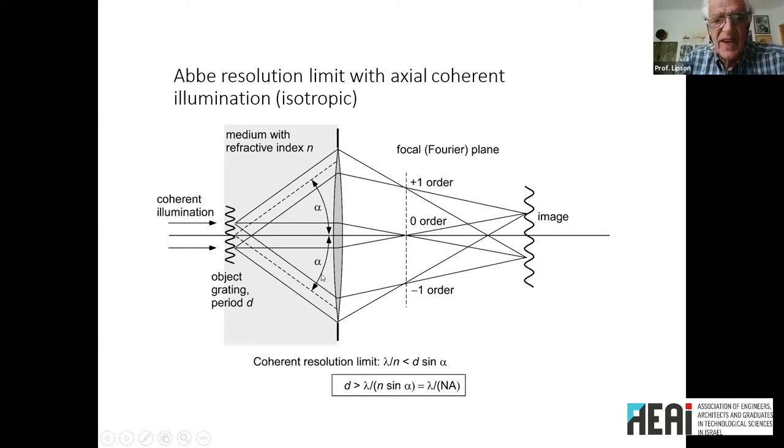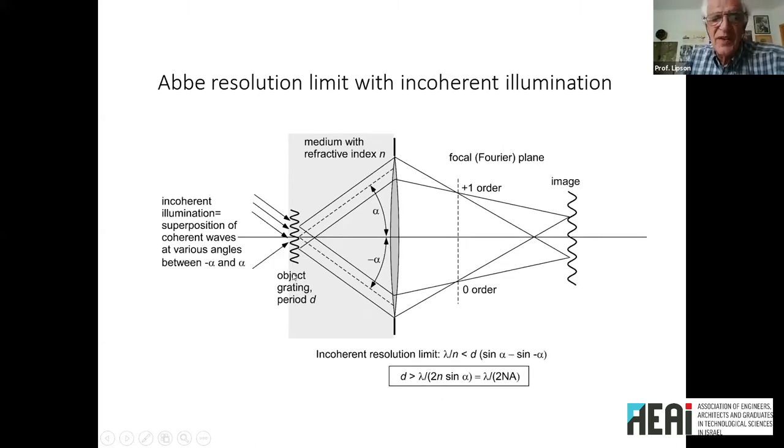Now, if you go to incoherent light, then that is exactly what you do. You say, well, incoherent light is the superposition of illumination at all angles that go through your condenser lens. And you make sure the condenser lens is stronger than the imaging lens.